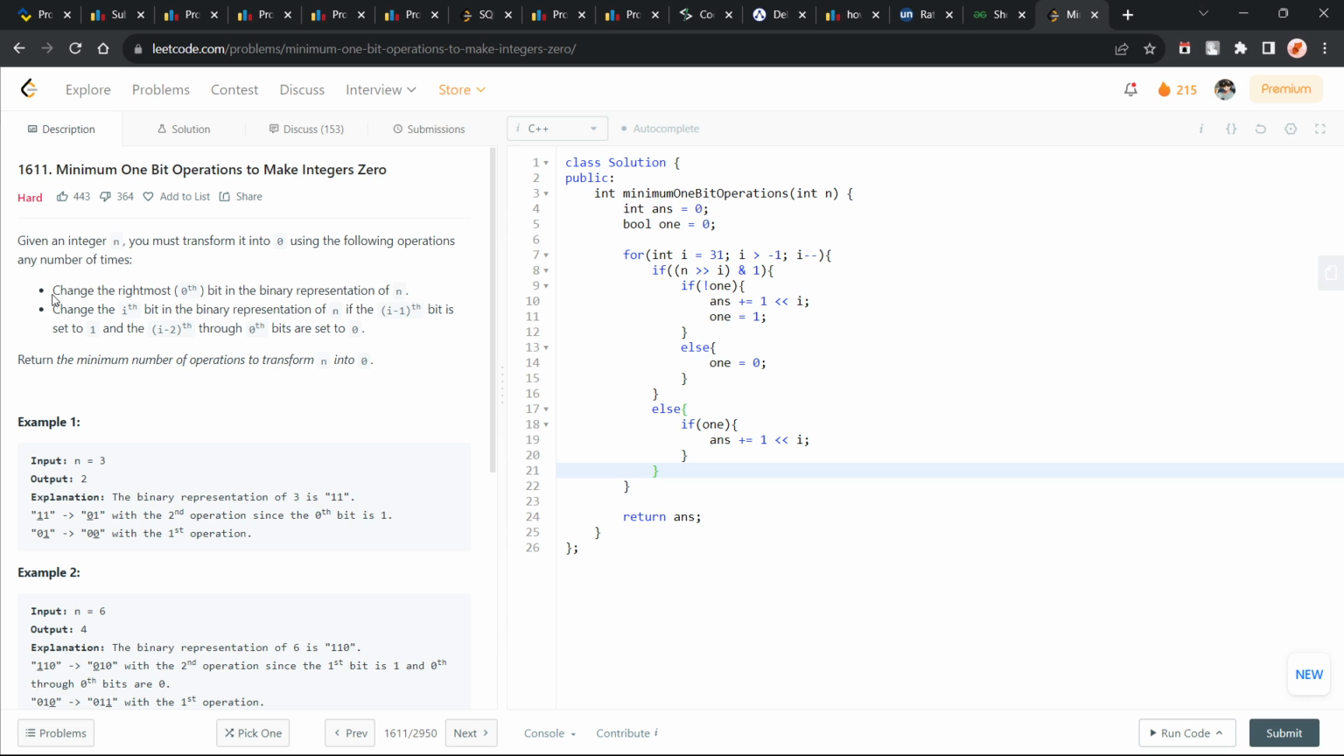the following operations. So the first operation is we can change the rightmost bit or the 0th bit, right? And to change the ith bit, we have to make sure that the (i-1)th bit is set, and all the bits from 0 to i-2 are not set or they are equal to 0.